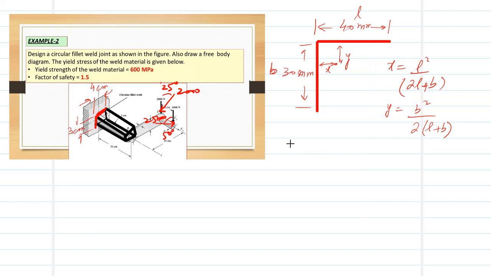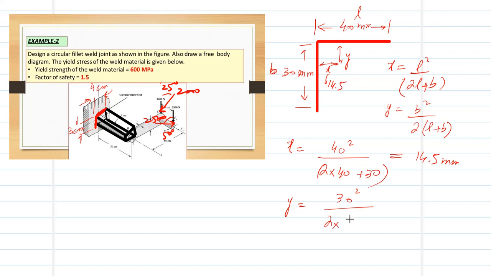X equals, what is L? L is 40, so 40 square divided by 2 into 40 plus 30. If I solve this, 40 square divided by 80 plus 30, that is 14.5 mm. This distance is 14.5. Calculating the value of y, the B is 30 square divided by 2 into 40 plus 30.